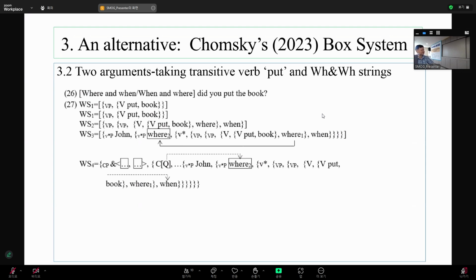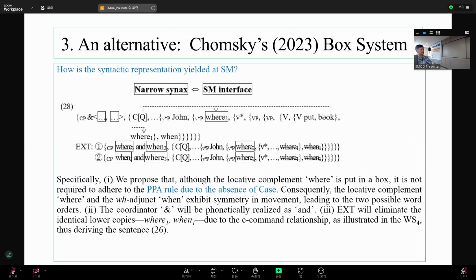Next. What will happen at PF, at SA? Okay, this CQ is associated with two agents. So we have two options, where and when, or when and where, right?